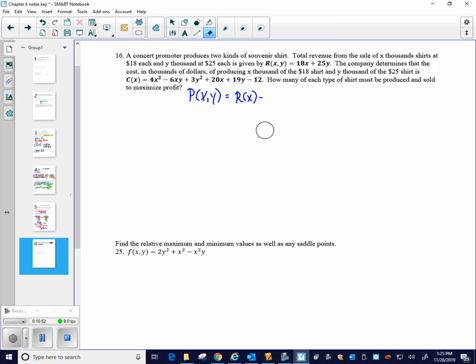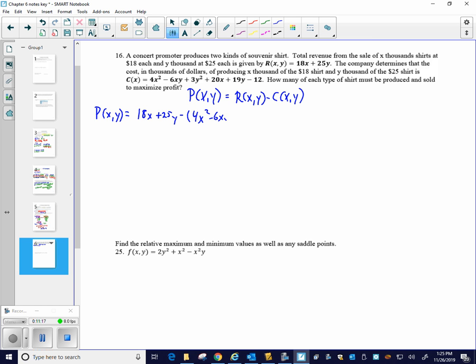Oops, this should be revenue of XY. Forgot we're in two variables. Minus cost. So the first thing I have to do is set up the profit equation. That is revenue minus the cost. Cost is a very lengthy function. Make sure you put it in parentheses, otherwise you might forget to distribute the negative to everything.